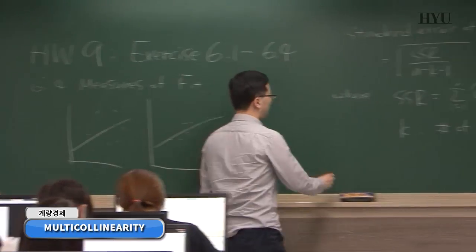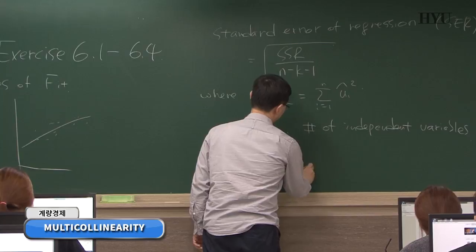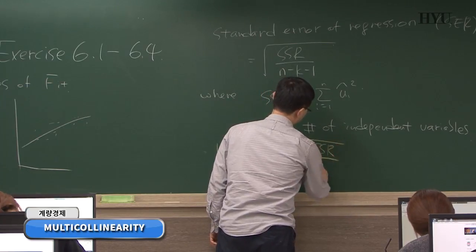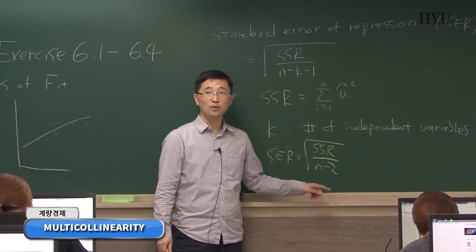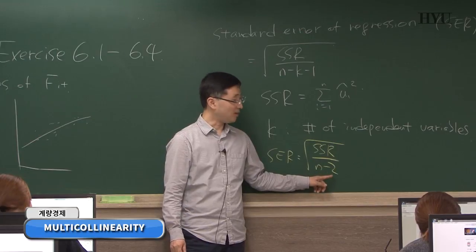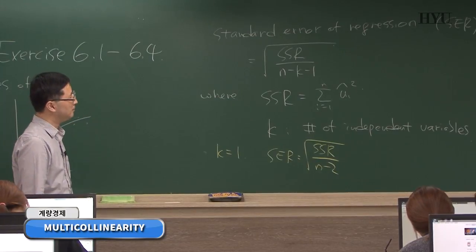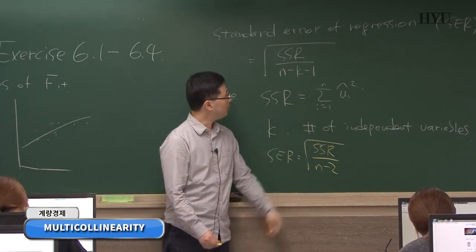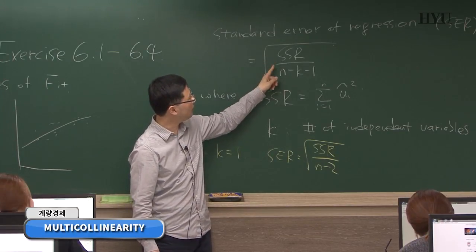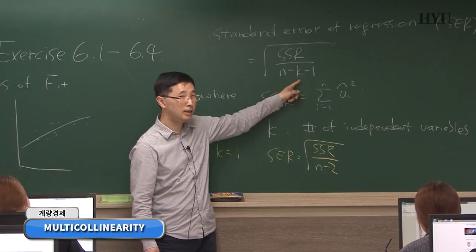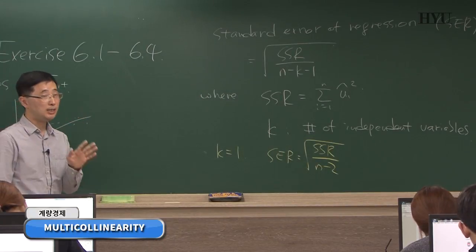For a simple regression, K was 1, right? So in that case, SCR was SSR divided by n minus 2. So 1 for single x, another 1 for the constant, right? So we have minus 2. So here the k is the number of independent variables, x's in your regression. So we take the square root of SSR divided by the sample size minus k, the number of x's, minus 1 for the constant. So basically it's the same, it has the same interpretation.